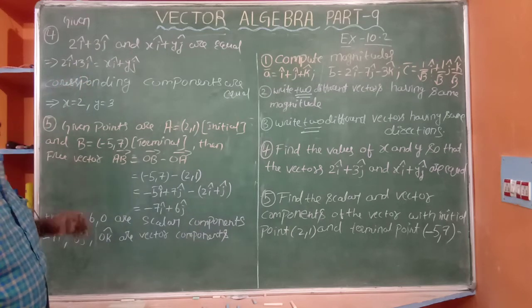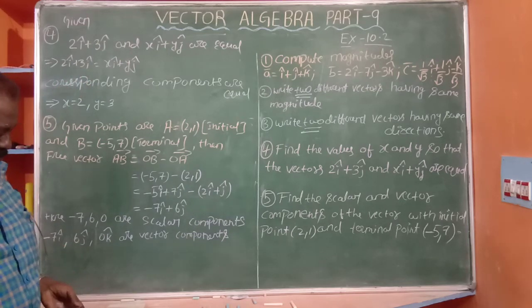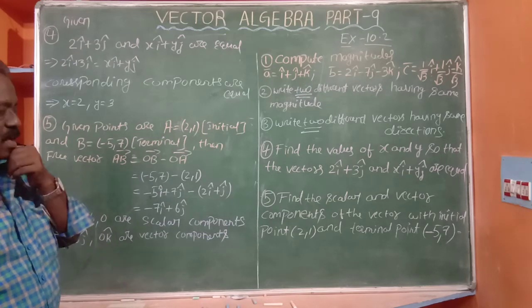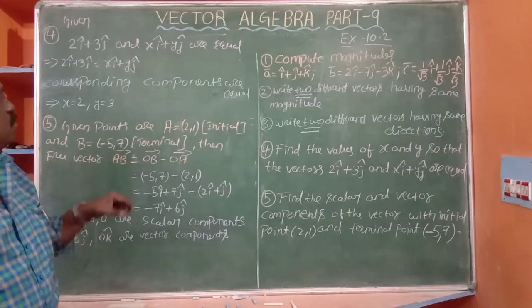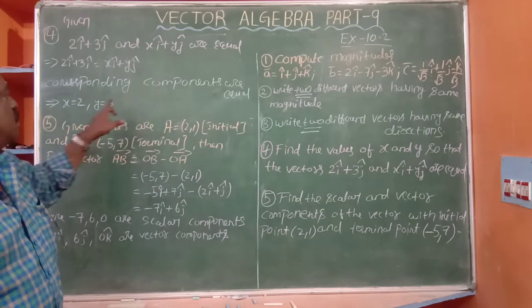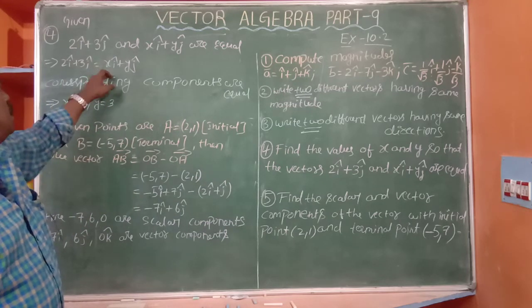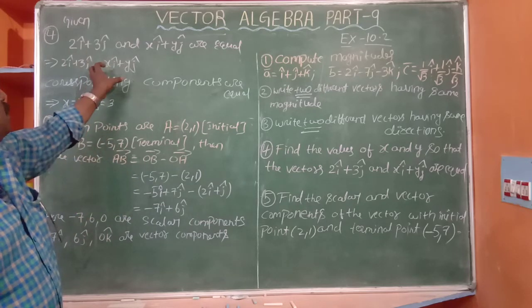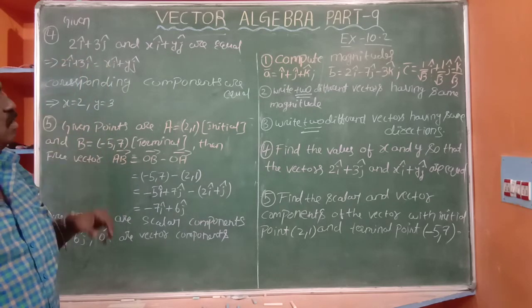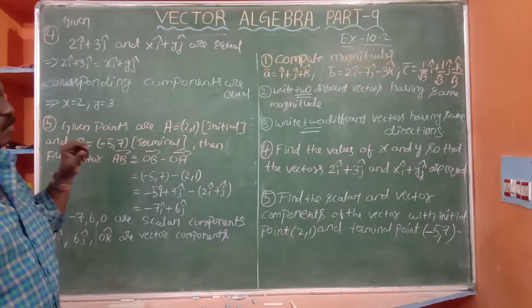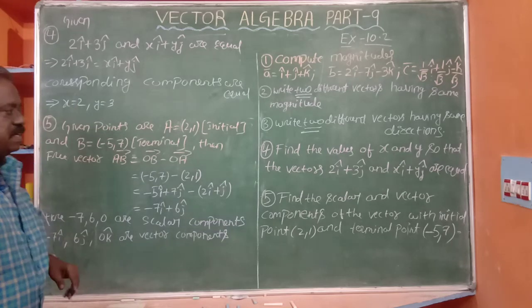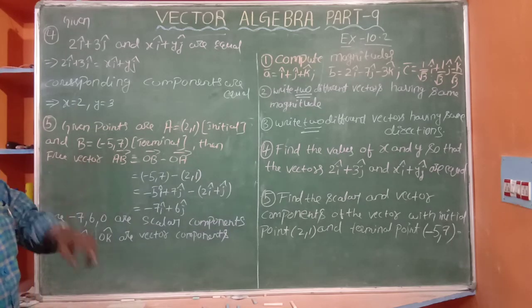Equal vectors means the corresponding components are equal. Okay now? Or otherwise, equal vectors means its magnitudes are also equal. Like that also we may solve. Next, very simple problem, you leave it out then. Next, fifth one. What is the fifth one?